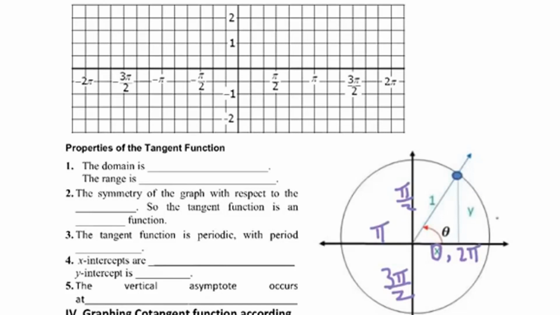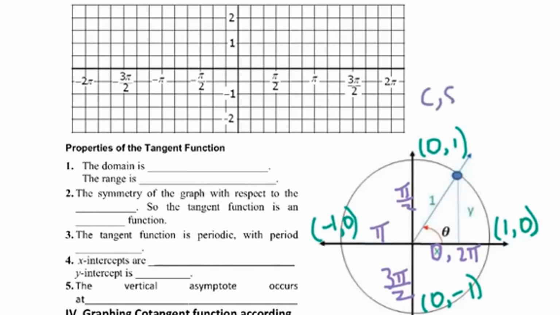Then label the coordinates. Here's 1, 0. And here will be 0, 1. Then -1, 0. I have 0, -1. Remember that the coordinates are always C, S.